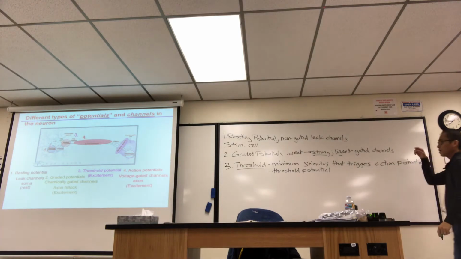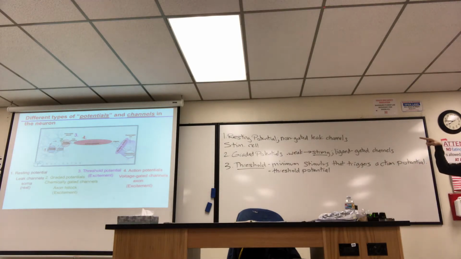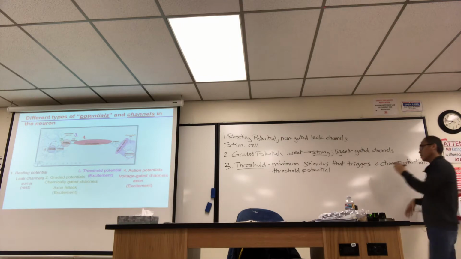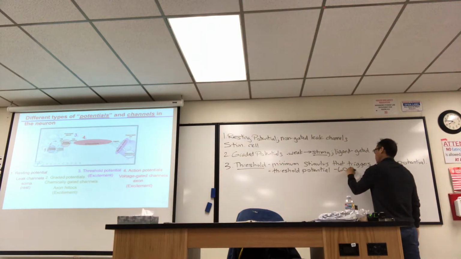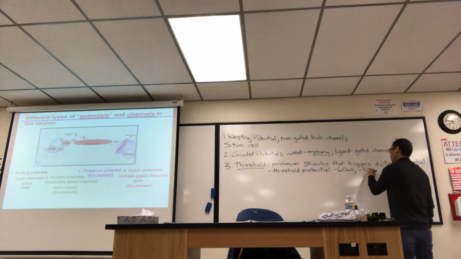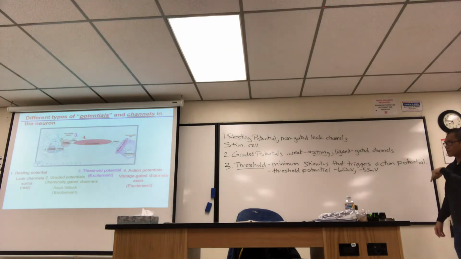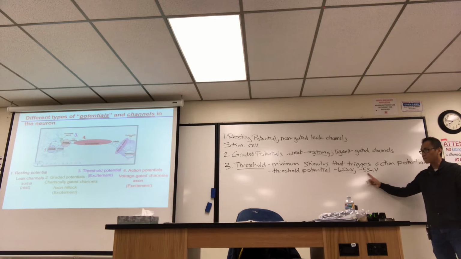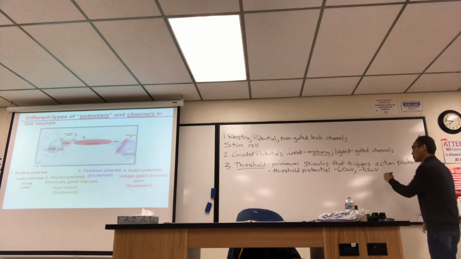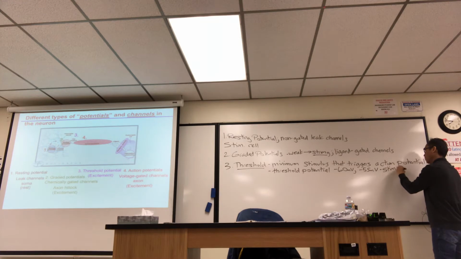What's rest? The number for rest, negative 70. If you make the inside a little more positive, if you get it to a certain threshold, maybe negative 60 millivolts, or maybe negative 55, do you see how a less negative number means the inside of the cell is more positive? If you reach a certain positivity inside the cell, you might trigger voltage-gated channels to open. If you do that, you're going to get your action potentials. So this might be the threshold to open the voltage-gated channels.